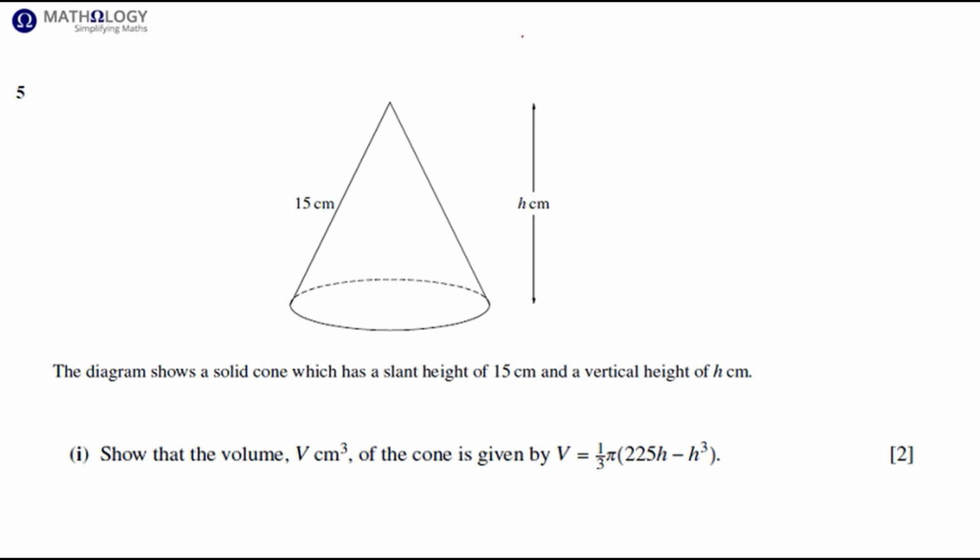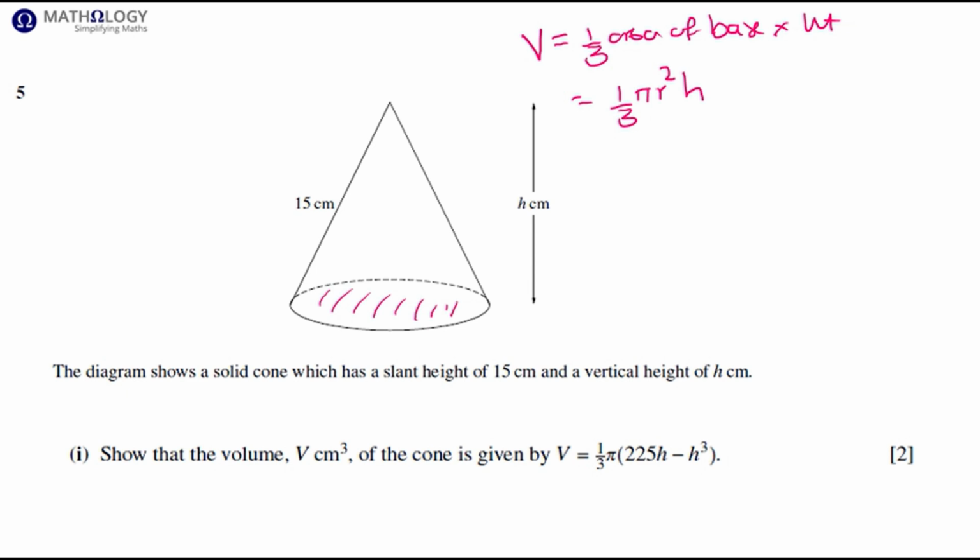Okay, well, firstly, the volume of a cone is a third the area of the base times the perpendicular height. Now, the base of a cone is a circle, so the volume will be a third pi r squared times the perpendicular height h. So a third pi r squared h is the volume of a cone. So we need to find the radius of this cone.